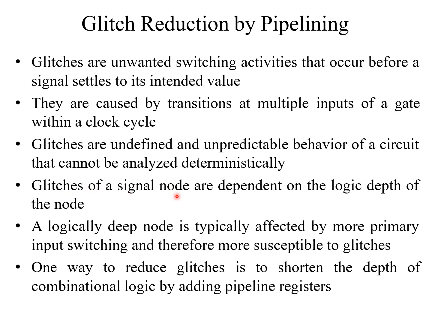Glitches of a signal node are dependent on the logic depth of the node. A logically deep node is typically affected by more primary input switching and is therefore more susceptible to glitches. One way to reduce glitches is to shorten the depth of combinational logic by adding pipeline registers.